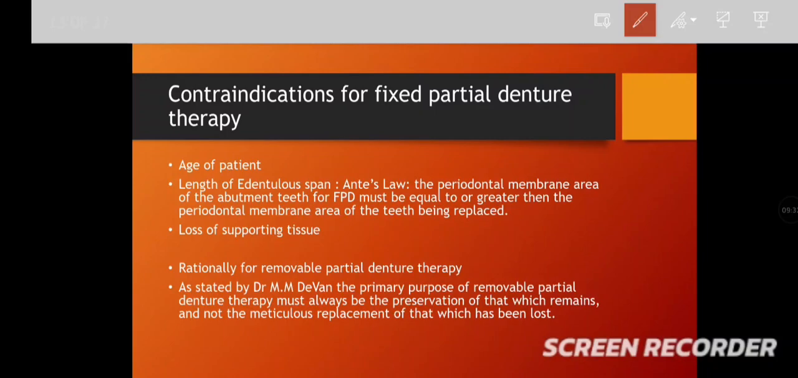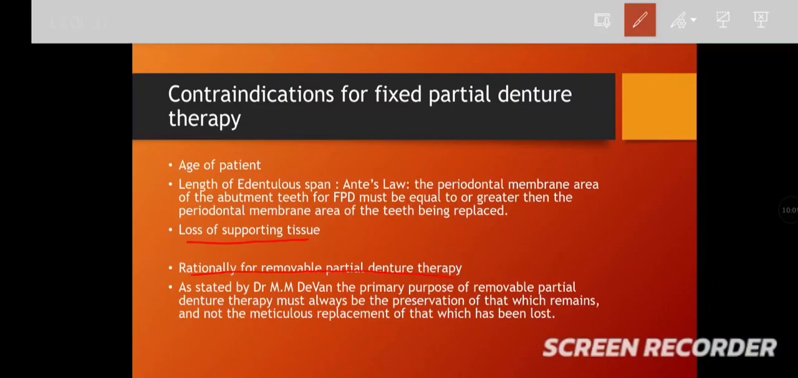Next, loss of supporting tissue. If you are planning to replace soft tissue of face along with hard tissue of oral cavity, then we should use removable partial denture instead of fixed partial denture, because it could be difficult for the patient to maintain oral hygiene with a fixed partial denture because he is unable to remove it. So instead of fixed partial denture, we can use removable partial denture so that patient can remove it and maintain the oral hygiene.